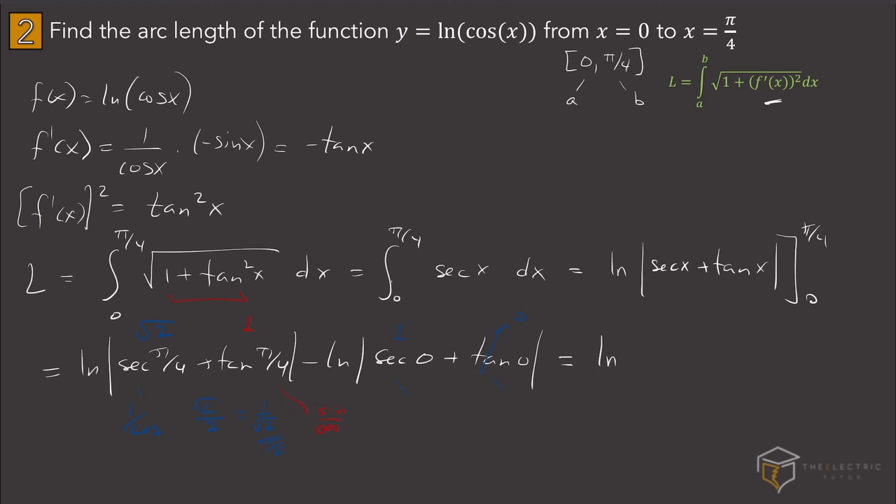So this is just natural log of square root 2 plus 1, and I can get rid of the absolute value bars because this is a positive number, minus the natural log of 1, which is 0. So this would be your result, and if you have access to a calculator, it should give you 0.88.